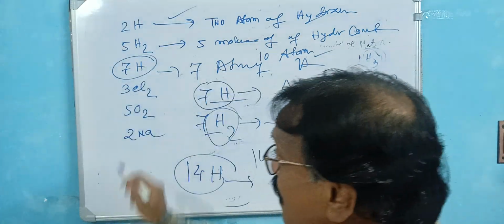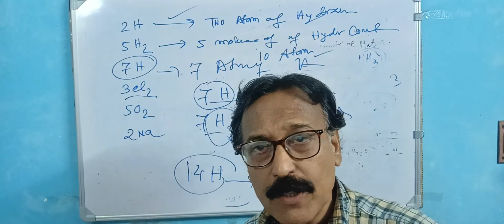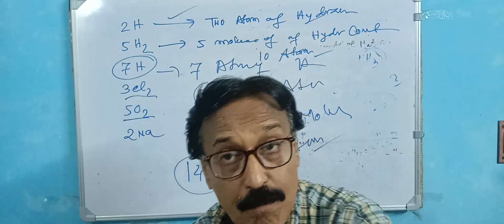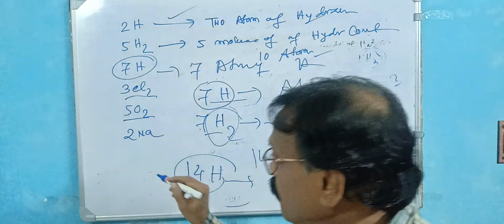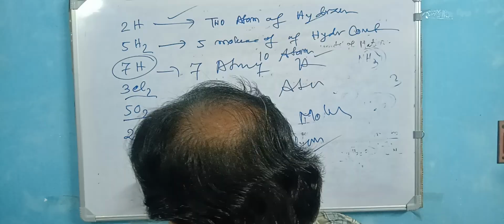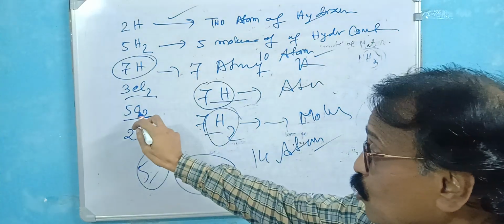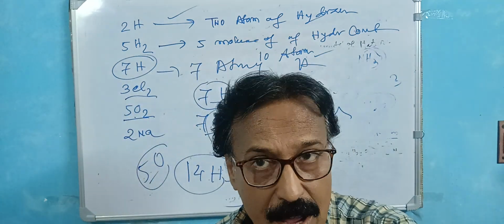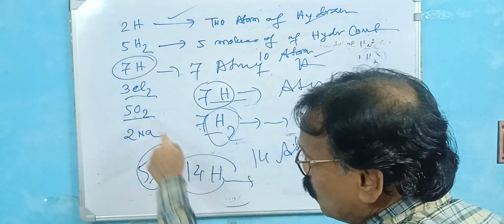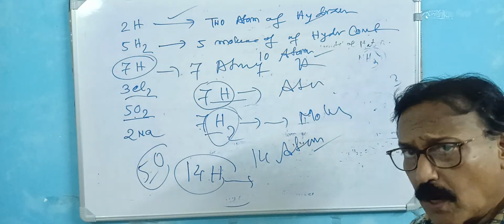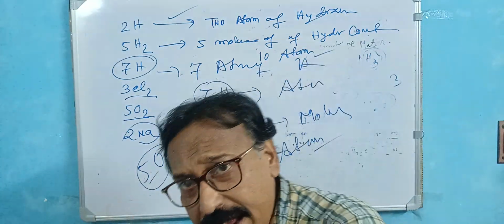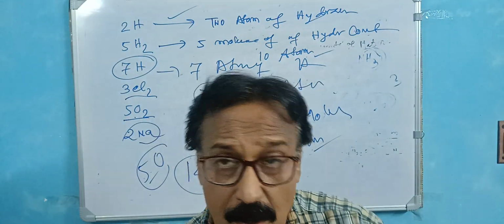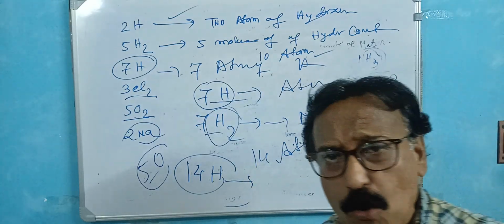Okay. 3Cl2 means 3 molecules of chlorine containing 6 atoms. 5O2 means 5 molecules of oxygen, not atoms. 5 oxygen atoms means 5O. But in 5O2, the molecule is formed. This is the molecular formula, for further study. 5O2 means 5 molecules of oxygen containing 10 atoms. Okay. Here is 2Na. Na is a monoatomic molecule. Actually, you say 2 atoms of sodium or 2 molecules of sodium, because it's monoatomic. Is it clear?